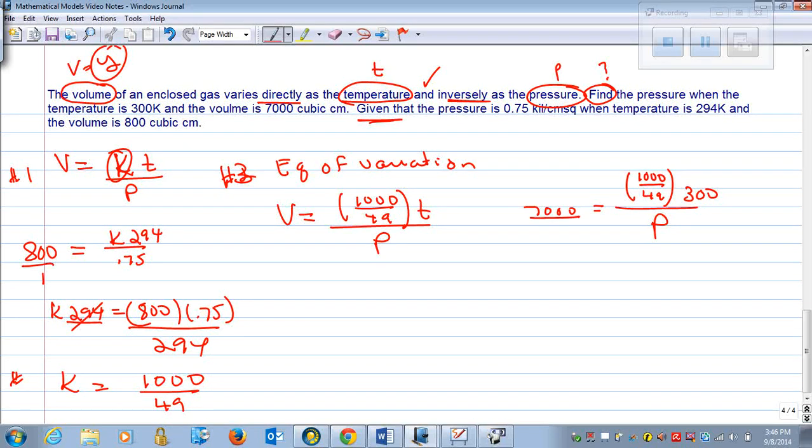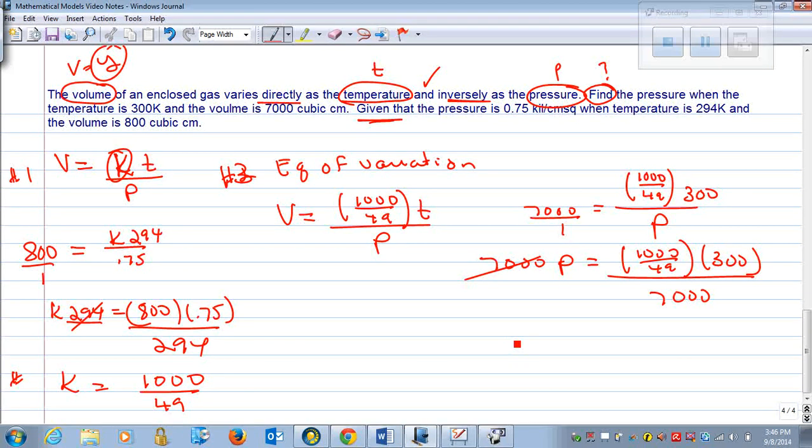I'm going to put this over 1 and cross multiply. So I'm going to get 7,000 times the pressure equals 1 times, and that's just the 1,000 over 49 times the 300. And to solve for P, I divide all that by 7,000. I always like to set that up first before I put it in my calculator. When I do, I'm going to get the pressure is approximately 0.87. And pressure was, look at the units, kilograms per centimeter squared.